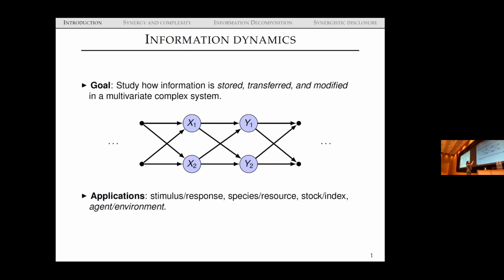I'm not actually going to deal with any of these applications in particular, but we're going to develop a bunch of intuitions and a bunch of tools to reason about these dynamics in multivariate systems. The motivation of my talk comes from a few open problems that I think are still hanging about in information dynamics, and I'm going to list them in the next few slides.